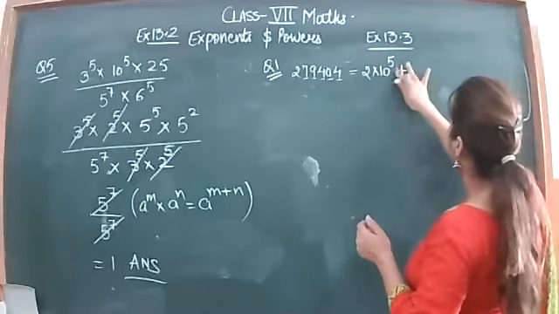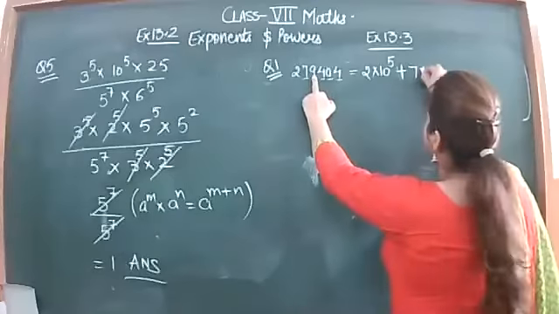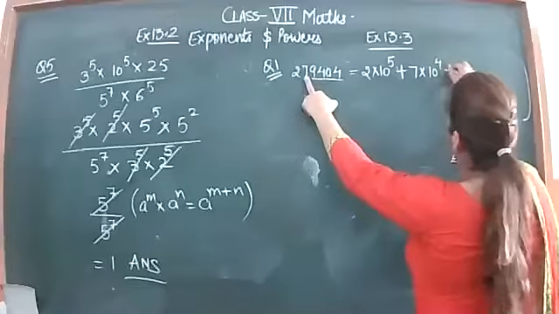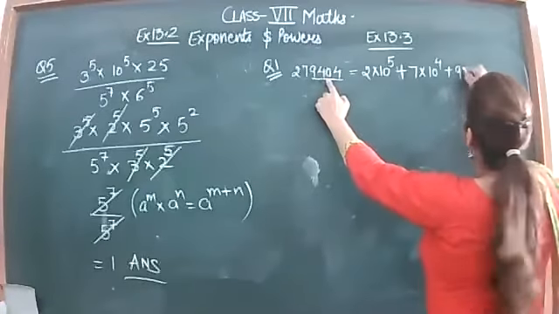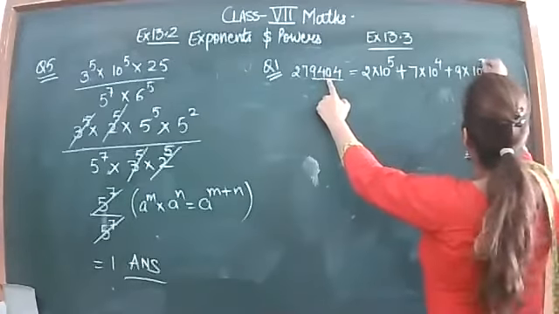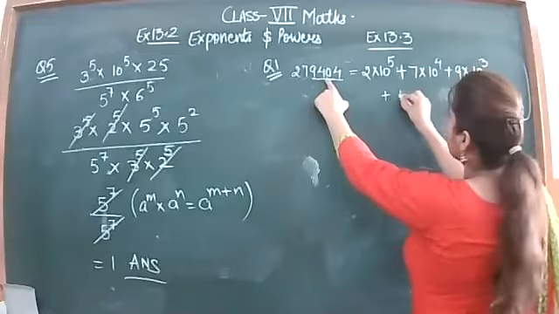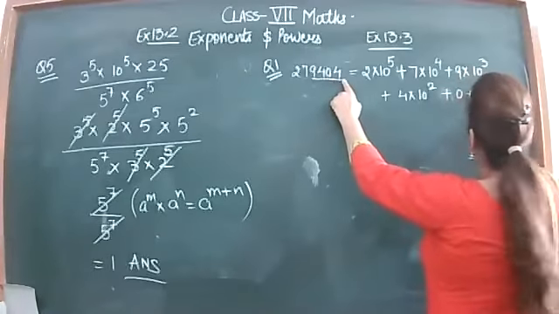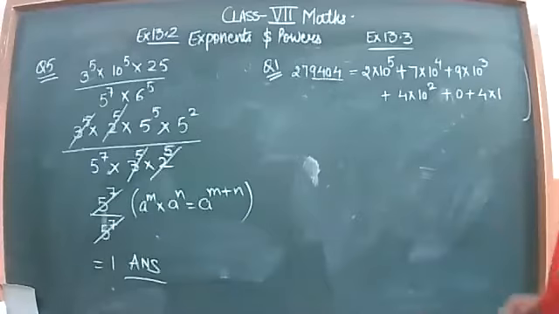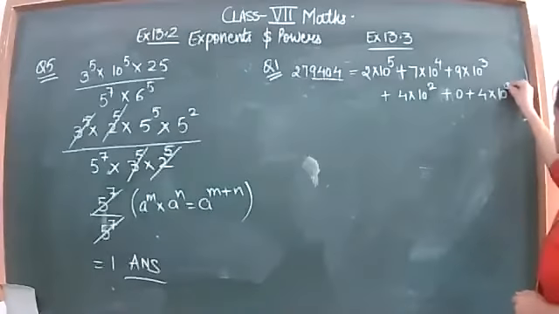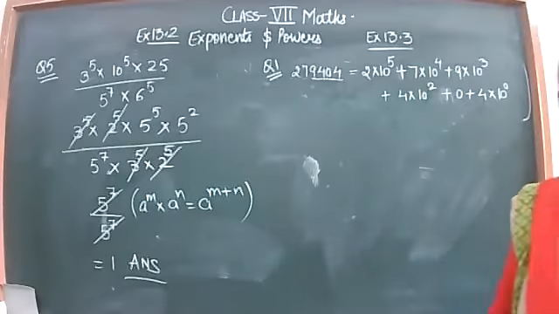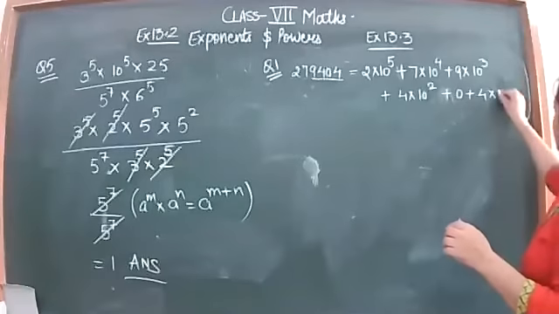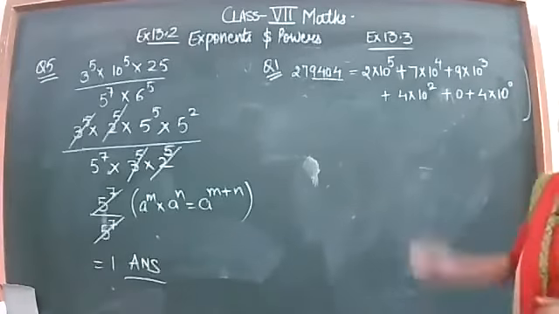Then 7. 7 has 4 numbers after it, so it is 10 raised to power 4. Next is 9. 9 will be multiplied with 10 raised to power 3, plus 4 multiplied with 10 raised to power 2, then 0, then 4 into 1. And 1 means 10 raised to power 0, because anything raised to power 0 is 1. Or you can write 1 here also, but better to write in the power of 10.